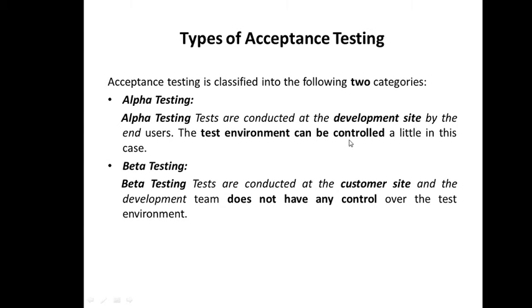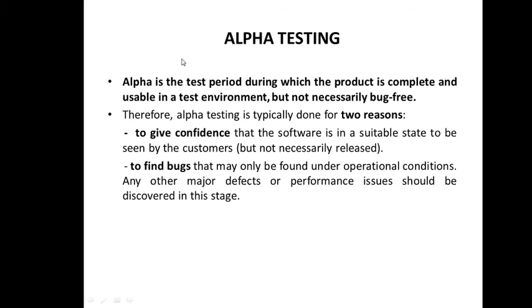In alpha testing, the tests are conducted at the development site by the end users. The test environment can be controlled a little in this case. Since we are carrying out this at the development site, we have a little control on the test environment, we can vary it. But in beta testing, since it is conducted at the customer site, the development team does not have any control over the test environment, because the test environment is created at the development site, not at the customer site. So this is the basic difference. Okay? Now let's go into detail.